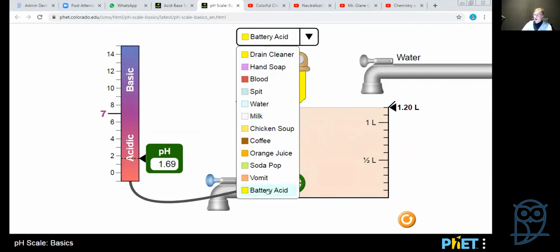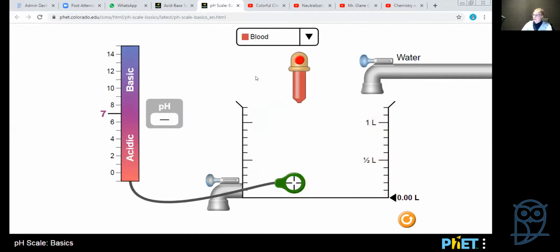Also, different kinds of acids and bases. There's orange juice. Coffee is slightly acidic. Milk is slightly more acidic than water. Blood is slightly basic. It's about a 7.4.